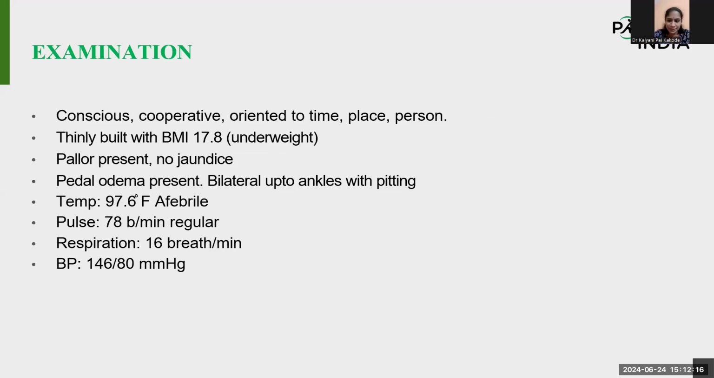So now, present scenario, we examined the patient, and the patient was conscious, cooperative. She was oriented to time, place, person. Patient was thinly built, and she had pallor, suggestive of anemia, and there was no jaundice. Patient also had pedal edema, bilateral, and it was pitting in nature up to the ankles. She did not have any fever. The rest, everything was normal. BP was 146 by 80.